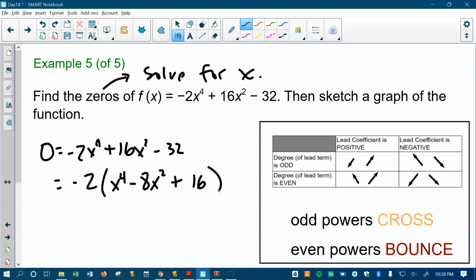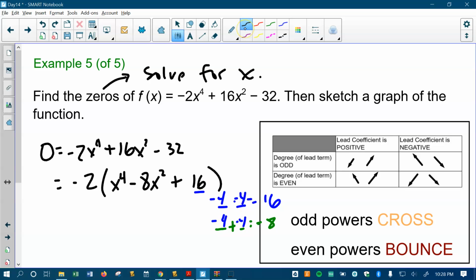Okay, next, I think I can factor this part. I can do an old school method. So I need something times something equals 16. I also need something plus something equals negative 8. I'm able to do this because it looks like a quadratic. Even though it's x to the fourth, it looks like a quadratic. The numbers that I need here look like they're going to be a negative 4 and a negative 4.